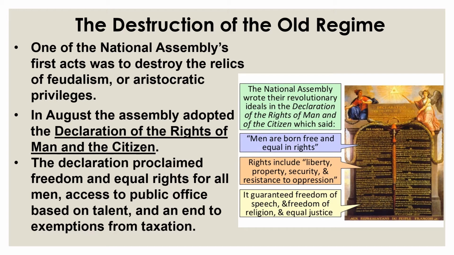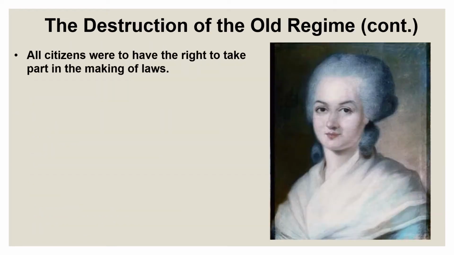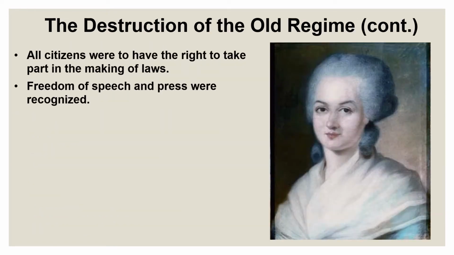This declaration proclaimed freedom and equal rights for all men, access to public office based on talent, not on class, and an end to exemptions from taxation due to class. These were all influenced by the Enlightenment. All citizens were to have the right to take part in the making of laws through electing representatives to the National Assembly, that would now act as a legislature to check the power of the king.